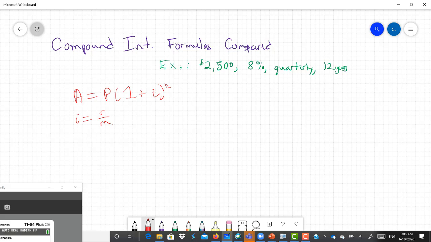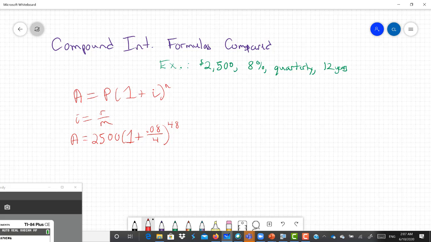And so what I did is I just made up a problem. I have $2,500 to deposit in an account that pays 8% compound interest. The interest is compounded quarterly, and I'm keeping it in this account for 12 years. So I'm going to plug those values in here. My future value A would be $2,500 times 1 plus I, which is 0.08 over 4 because it's 4 times a year, and then N is going to be 4 times 12, or 48.